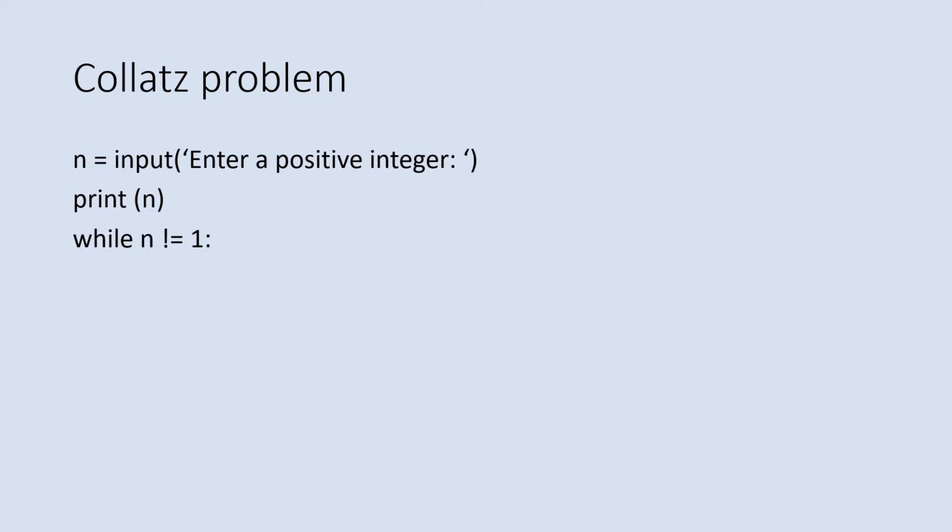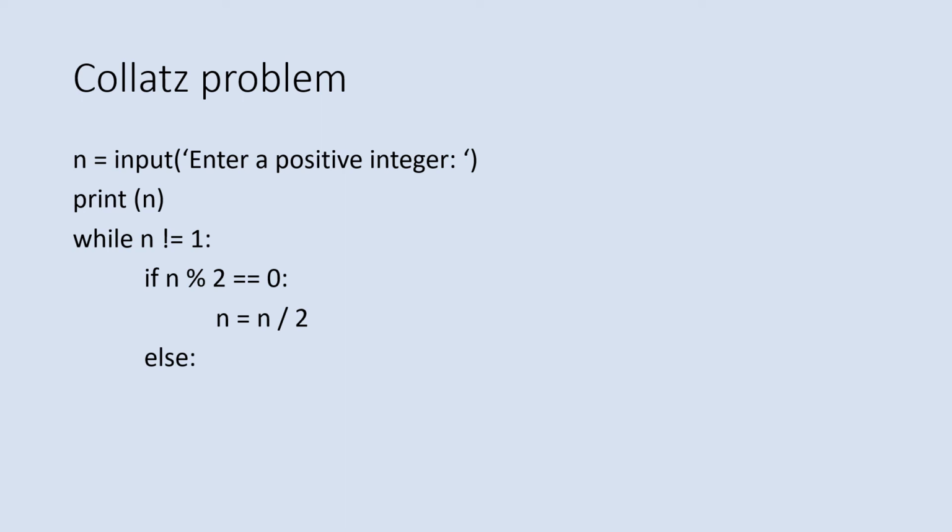Now, while n is not equal to 1, and so the not equal in Python shorthand is exclamation equal. So while n is not equal to 1 is when we want to carry out the procedure. If n is 1, then we just stop. We got to 1, and we're at the end of the sequence. But otherwise, what do we do? We check, first of all, to see if n is even. So we use the modulus operator, check to see if n is even, and if so, we replace n with n divided by 2.